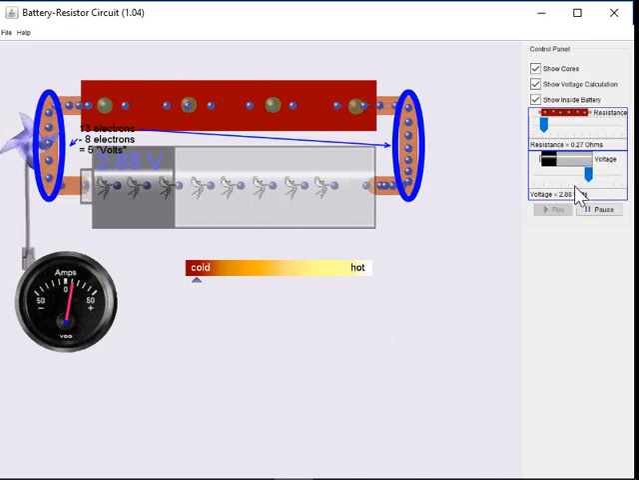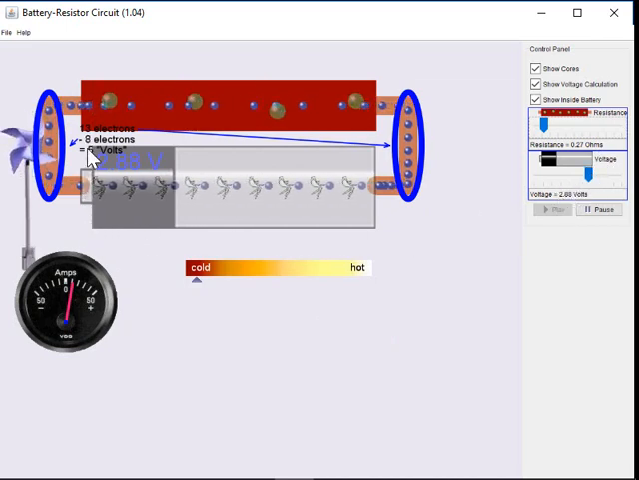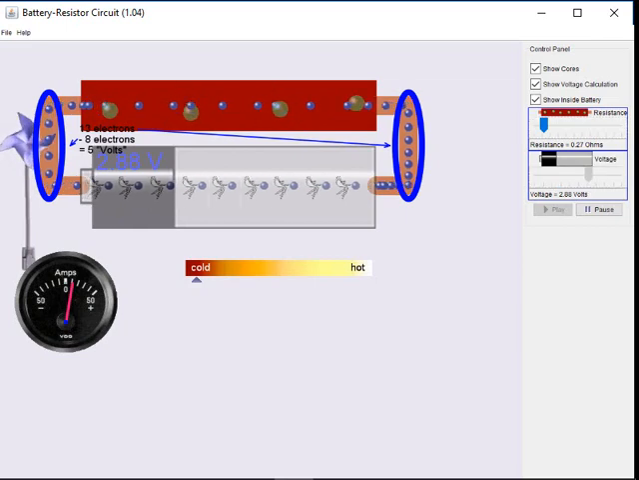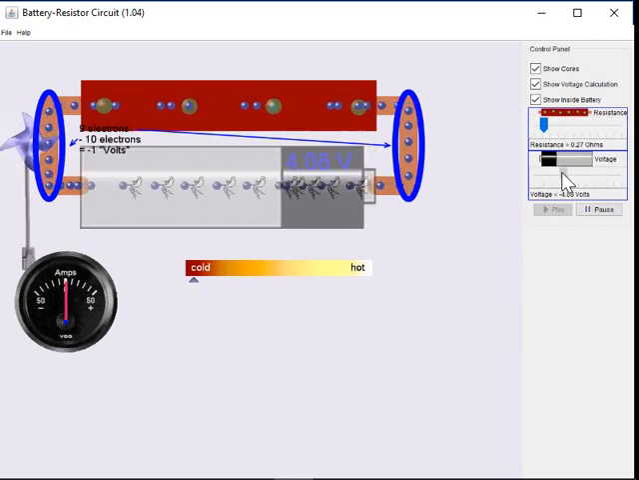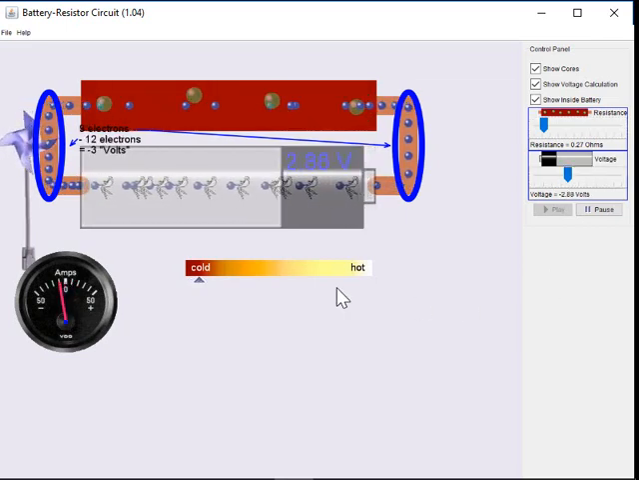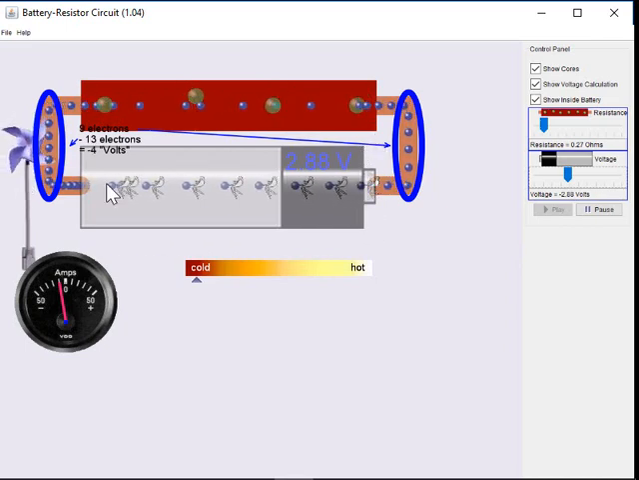So in this case, it was 2.88. This is positive, and the orientation is now positive and negative. Let's see if I can get some negative 2.88. So I can flip the battery backwards. So negative 2.88. I now have the positive end here and the negative end here.